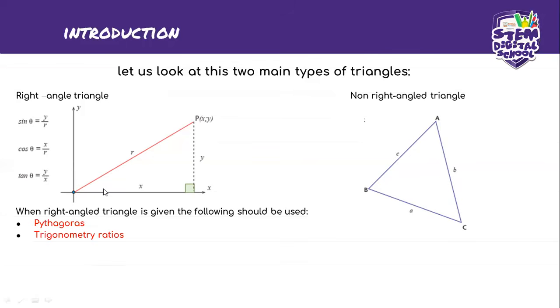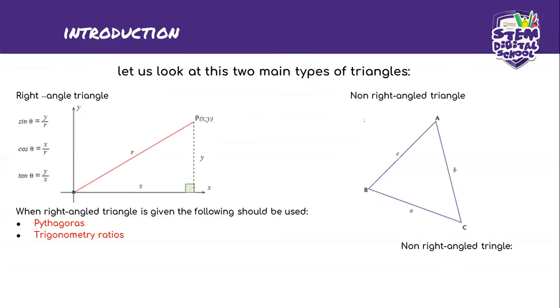You can see on the left-hand side of this right-angled triangle, we have examples of those trig ratios, which is sine theta equals y over r, and then we have cos theta equals x over r. The last one is tan theta equals y over x. Then we also use those to calculate sides, or we calculate the angle.